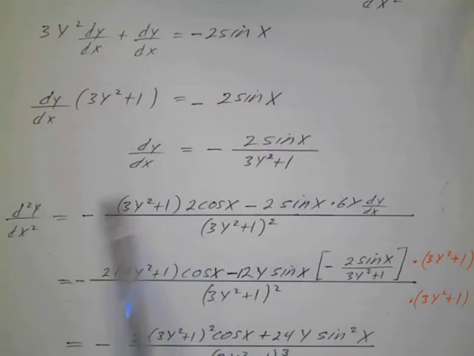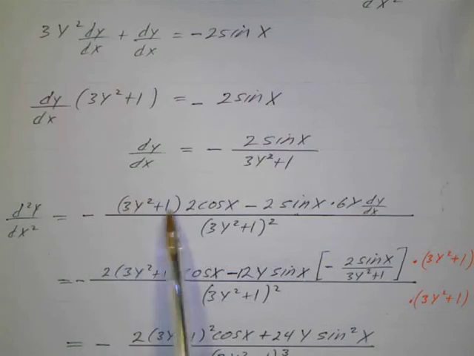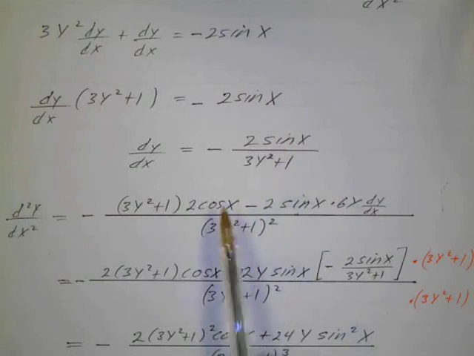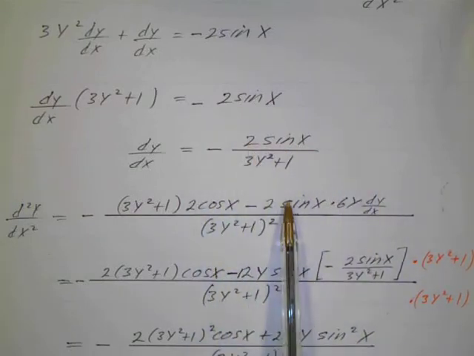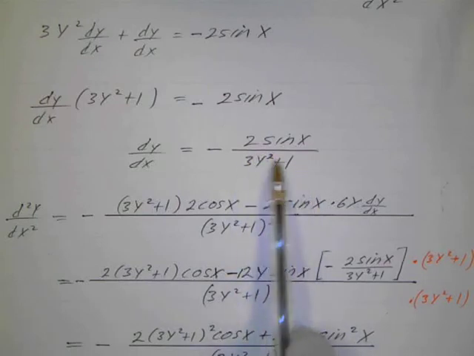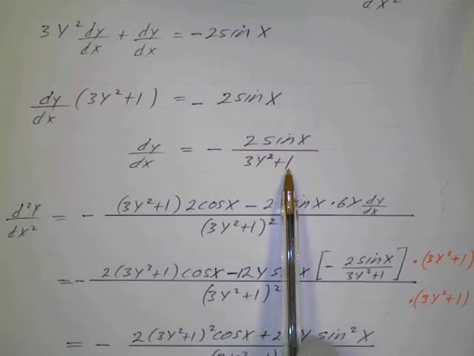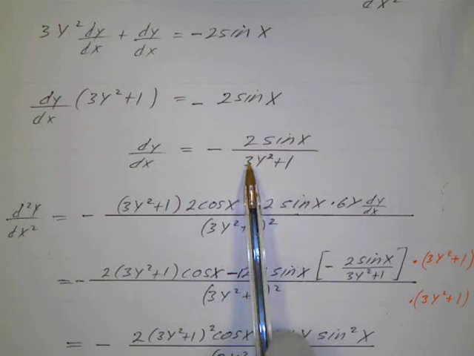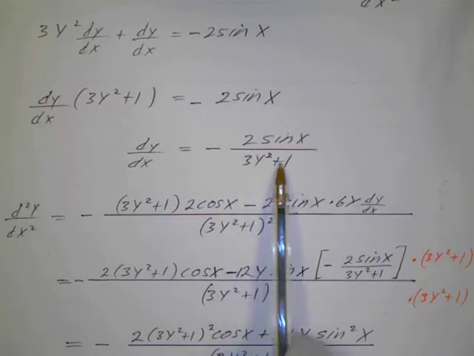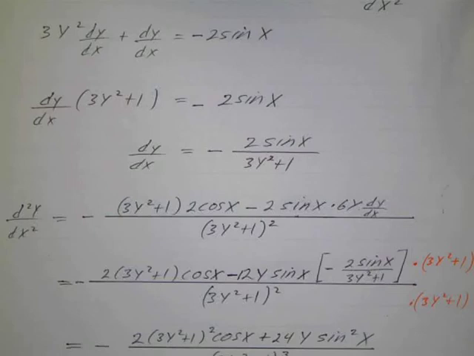So the derivative of this, I'll just leave the negative in front. Low, 3y squared plus 1. Okay, low d high. And the derivative of that's going to be 2, and the derivative of the sine of x is the cosine of x, less high, 2 sine x. D low, and the derivative of this is going to be, well, the derivative of 1 is 0. That's no problem. This is going to be 6y dy/dx. And the denominator squared below, 3y squared plus 1.